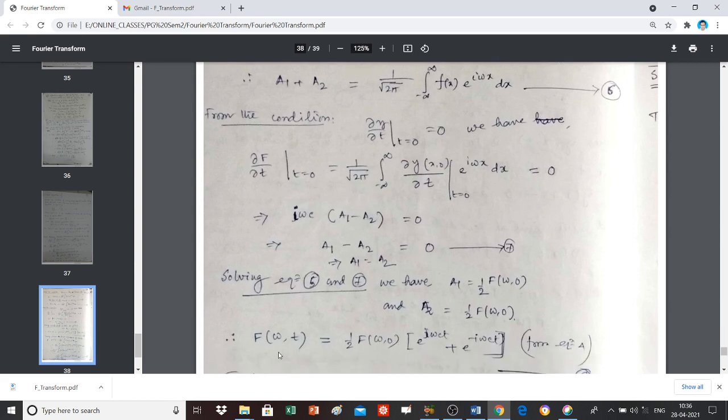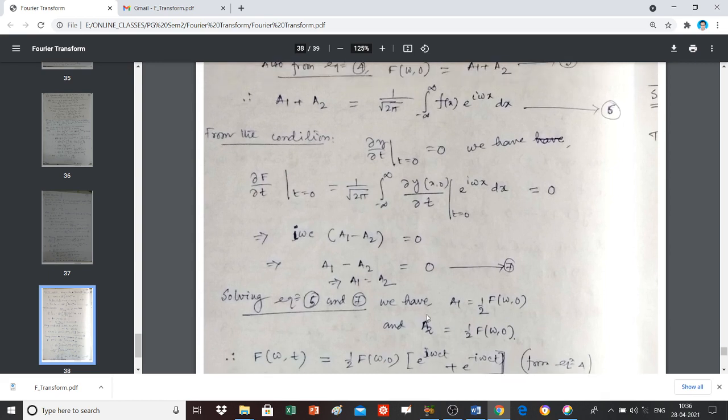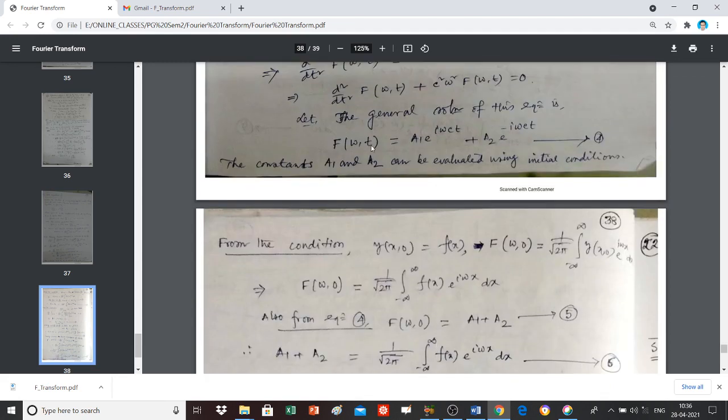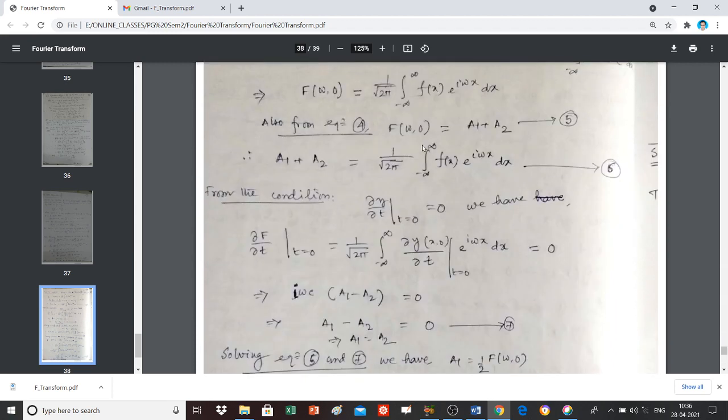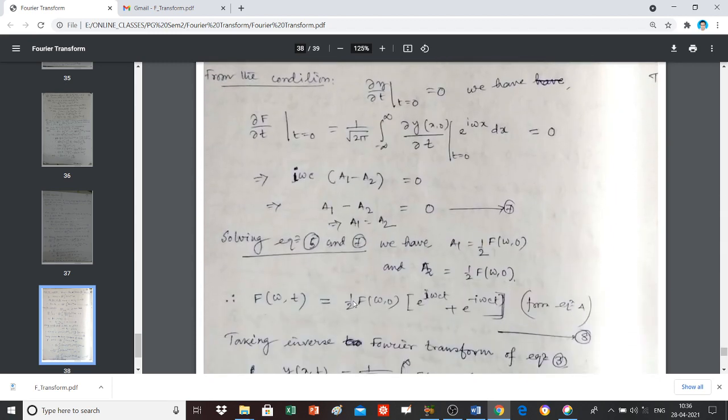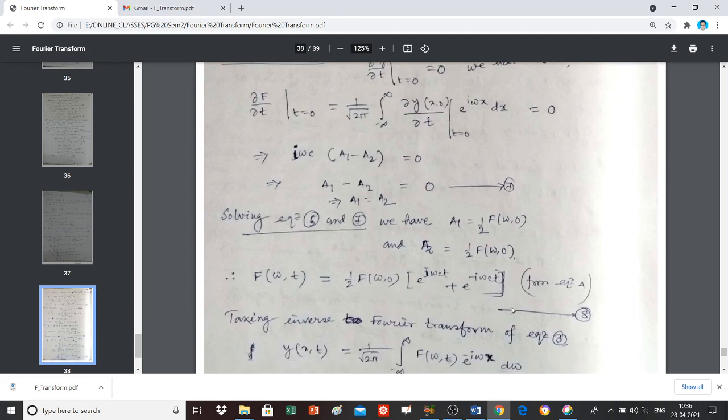So therefore f(omega, t) is obtained by writing the values of a1 and a2 in equation number 4. Writing the value of a1, that is half f(omega, 0), and a2 the same, half f(omega, 0) is the common term. Since a1 and a2 are equal, we get e to the power I omega ct plus e to the power minus I omega ct, and this can be obtained from equation number 4.